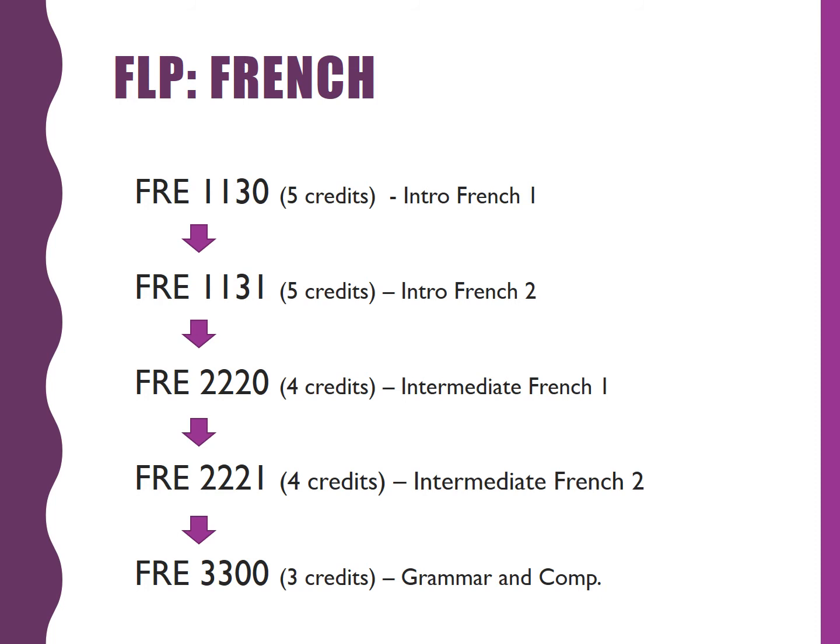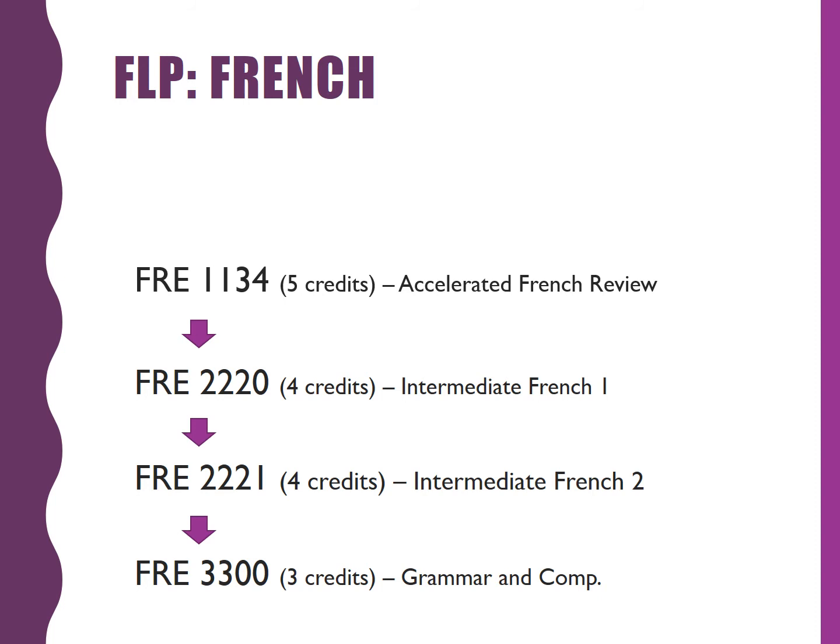What they did is they took that class and built a little bit of extra work into FRE 2220 and 2221, so that they're now 4 credits each as opposed to 3, which is what it was for Spanish. And they have that extra additional conversation piece built into each intermediate class. And then, of course, after FRE 2221 is FRE 3300, which is the advanced, or as it's called here, grammar and composition French course.